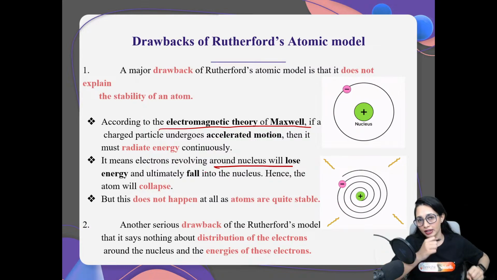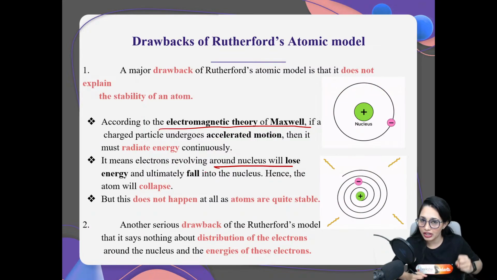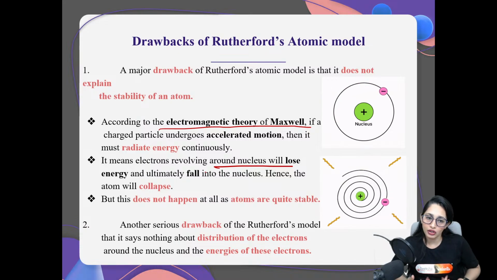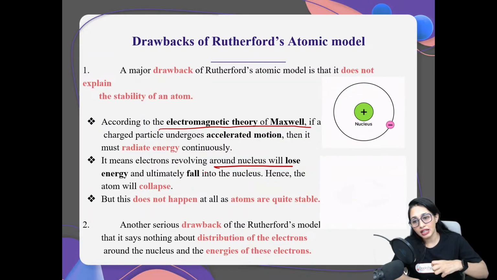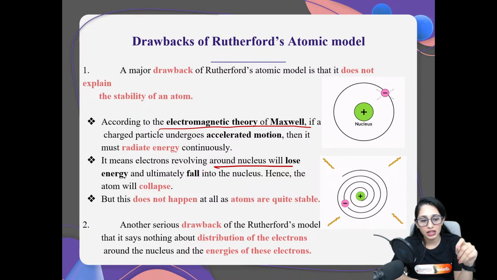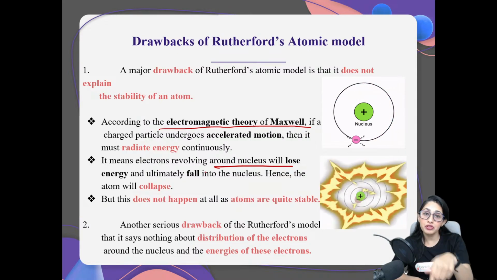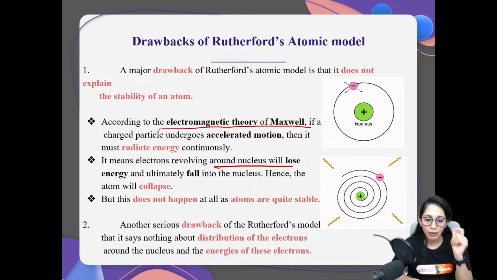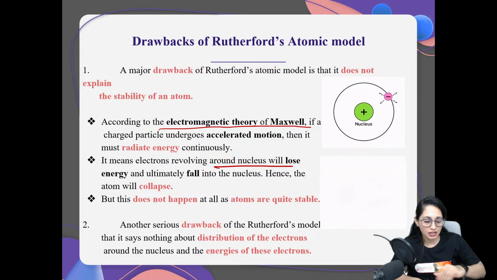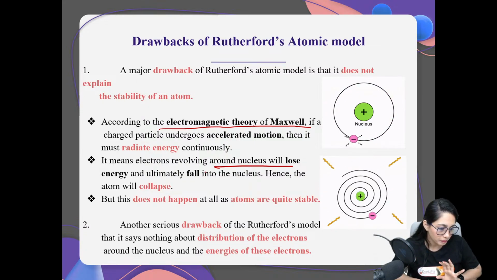When you are running, what will happen? After some time you are going to collapse or faint if you don't eat. The same thing happens here. When the energy is radiated continuously, the electron would eventually collapse into the nucleus. But this doesn't happen in an atom because the atom is stable. If this had been the case, nothing would exist. Everything would have been very unstable.